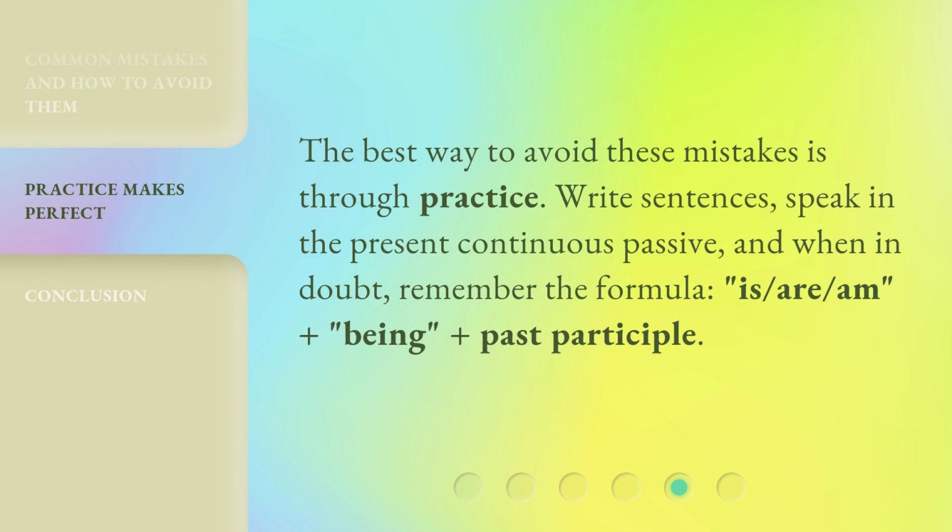The best way to avoid these mistakes is through practice. Write sentences, speak in the present continuous passive, and when in doubt, remember the formula: is, are, am, plus being, plus past participle.